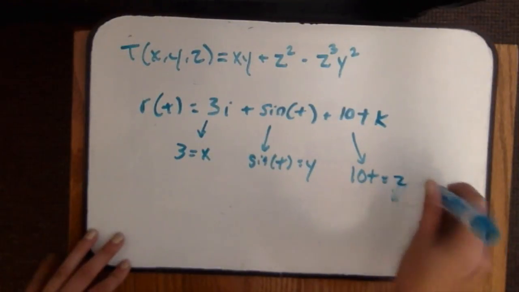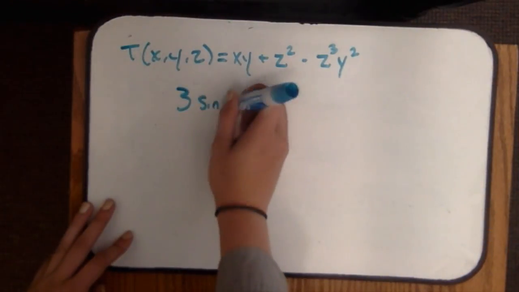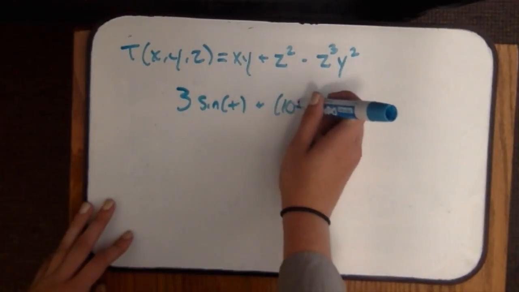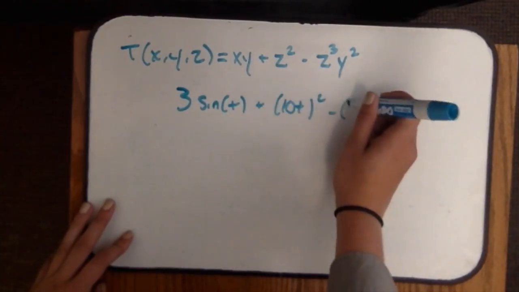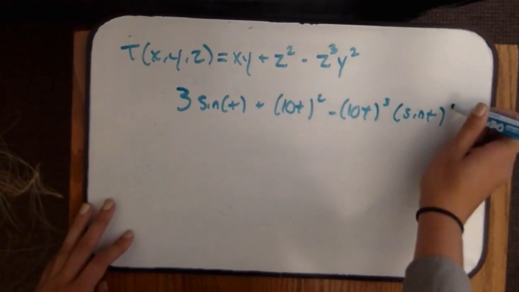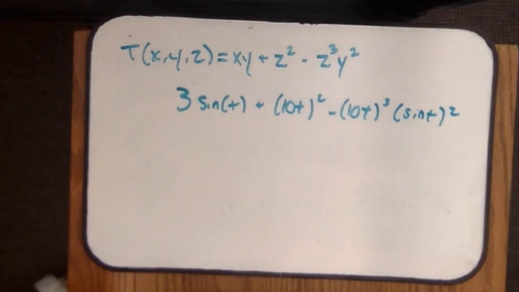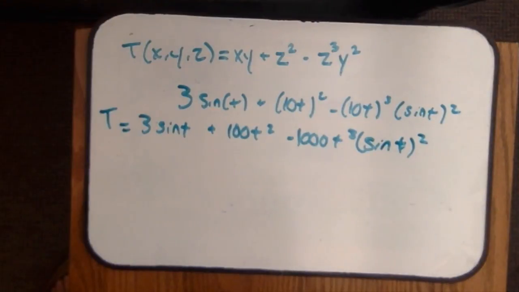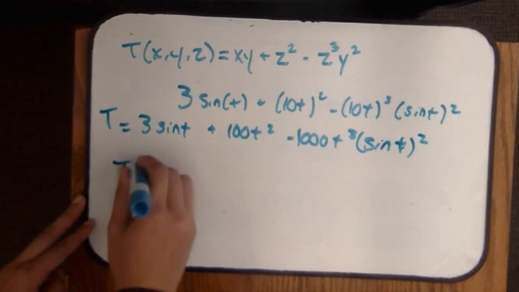So now let's rewrite T with our new values of x, y, and z. That's going to give us 3 sine t plus 10t squared minus 10t to the third times sine t squared. Now, remember what the original problem asked us to do. It asked us to find the derivative with respect to t of a particle moving along the curve described by r. So now we only have to find the derivative of our new function T. And now I just simplified our set T to make it easier to find the derivative of.